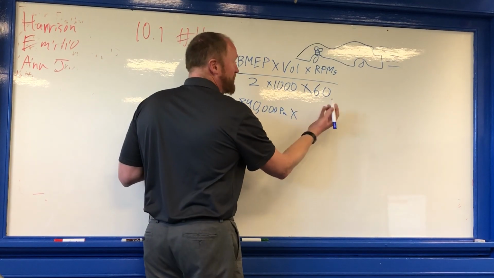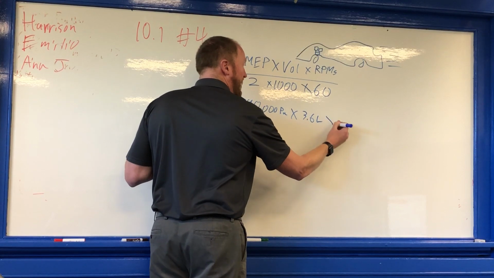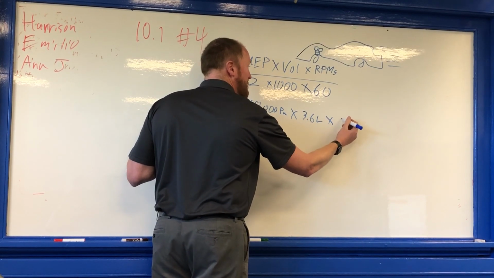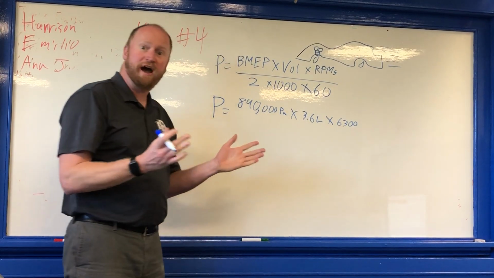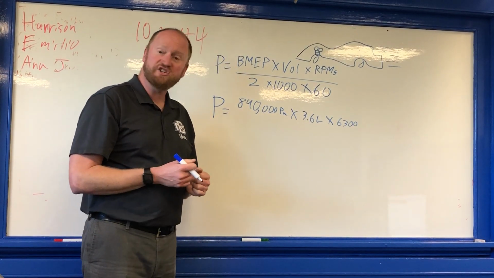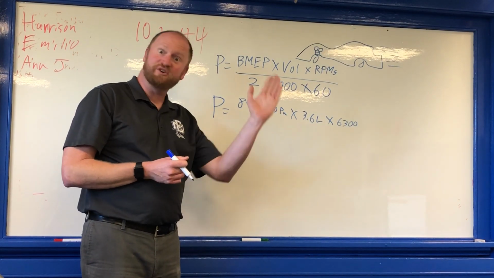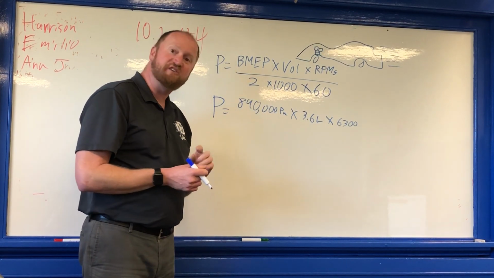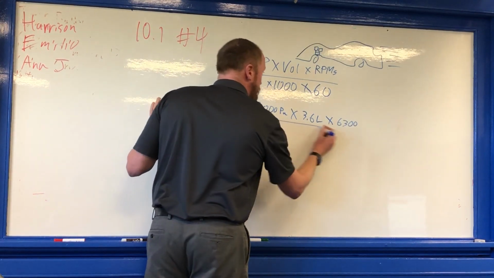The volume, also from my van, is a 3.6 liter engine. And my max RPMs from the van is 6,300 rotations per minute. How did I get that? I sat in the van and I looked at the tachometer. The tachometer goes into red at about 6,300 RPMs. So that's a good way to get the number.